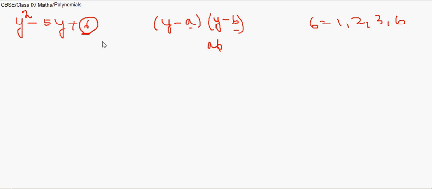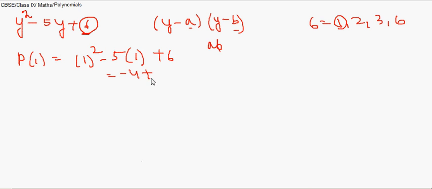Let's see if P(1) is a factor or not. So P(1) will be 1 square minus 5 into 1 plus 6. No, it is not, because had it been a factor, this remainder should have been 0, because we have applied the remainder theorem here to see if they are the factors or not.